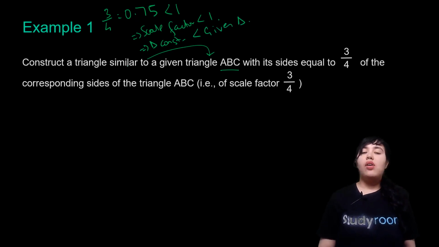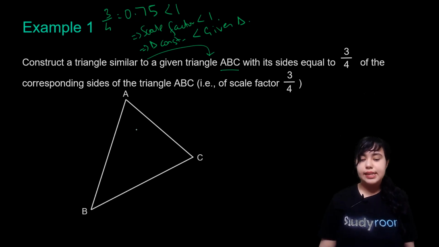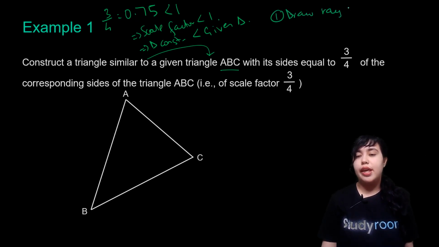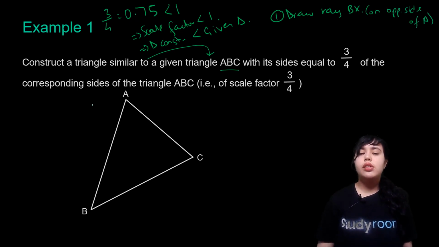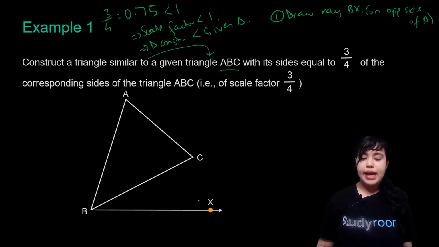Now, how do we construct this? This triangle ABC is already given to you. First of all, we will draw a ray BX. This construction would be happening on the opposite side of vertex A. On the opposite side of A we are constructing it. You could draw any ray. It's not necessary that you have to draw a ray with B only. You could have drawn it with A or C. It doesn't matter. So we've made this ray BX.